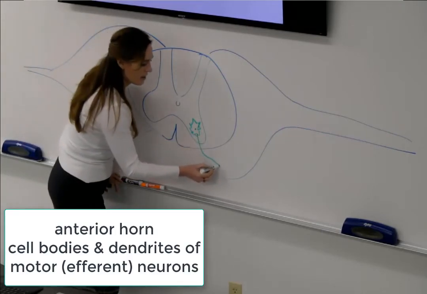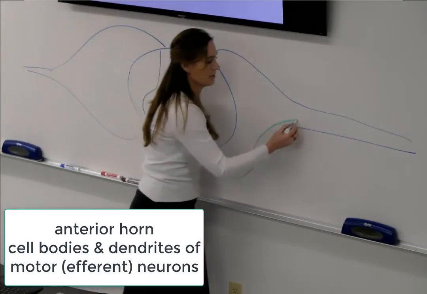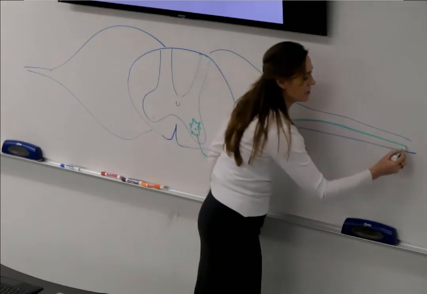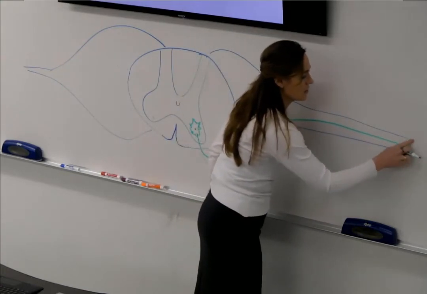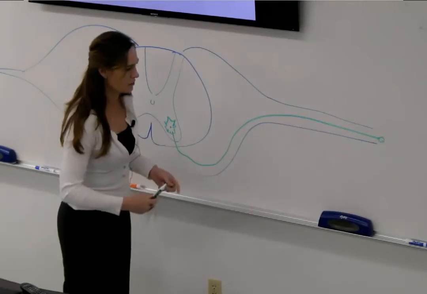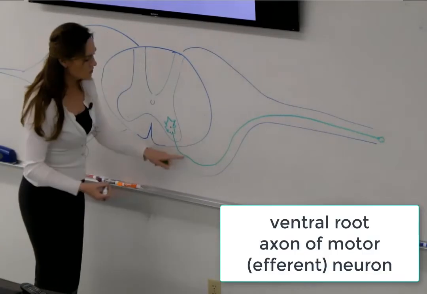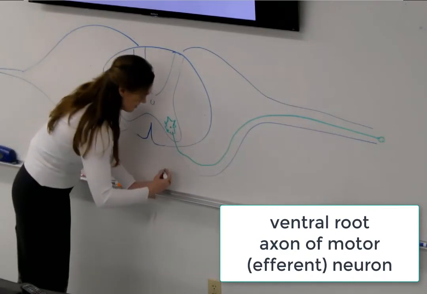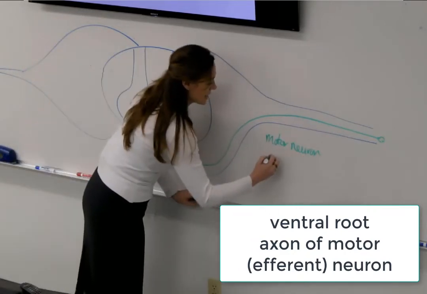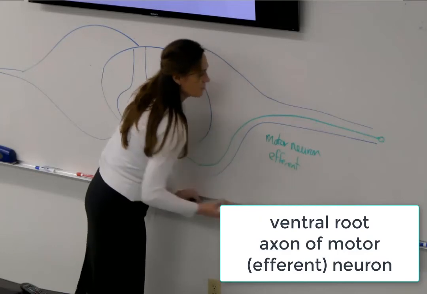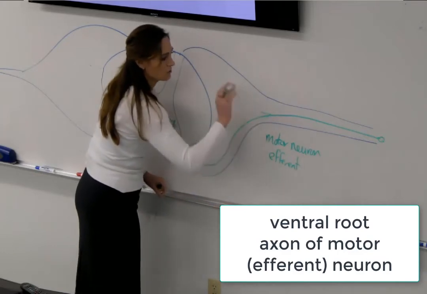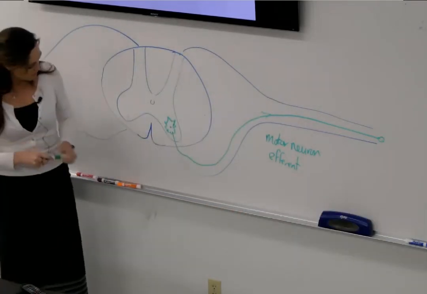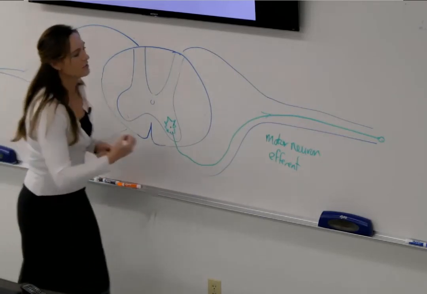And it's going to come out, and it's going to go all the way out here. We have its axon terminal, and it might go to a muscle or something. So this guy here is going to be a motor neuron, also known as efferent, because it's going out to the periphery. Then we have our sensory neurons.